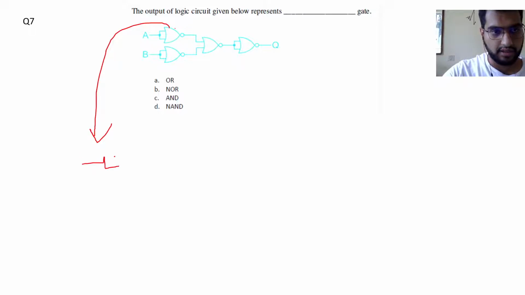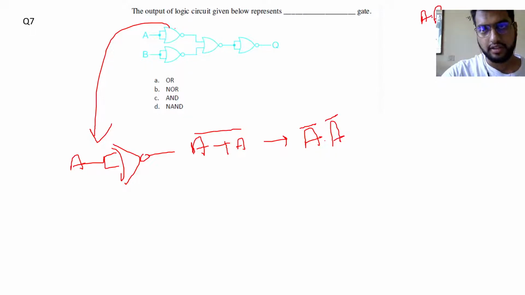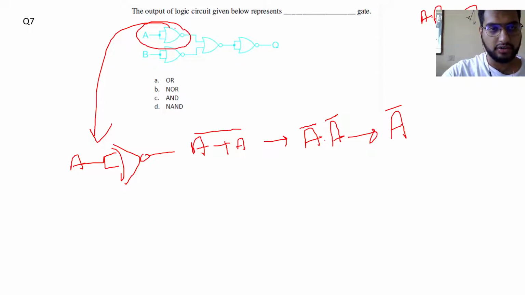So we have input A given to this NOR gate. So this is (A plus A) whole complement. Using De Morgan's law, it's A complement and A complement. We know that A dot A is equal to A. So this will be A bar, A complement. What this NOR gate simply does is it is used as a NOT gate here.